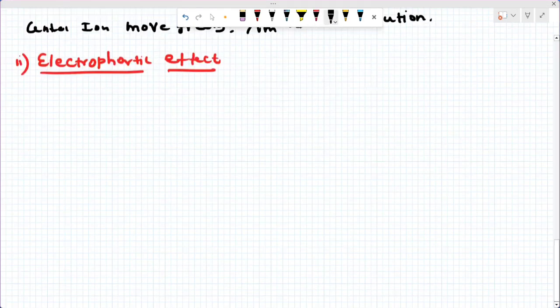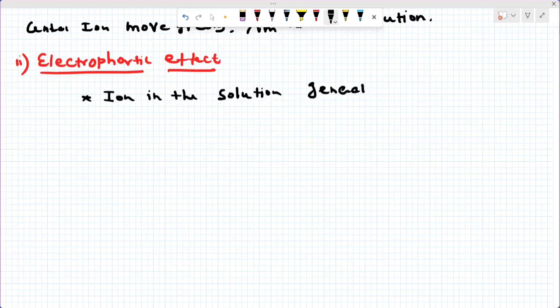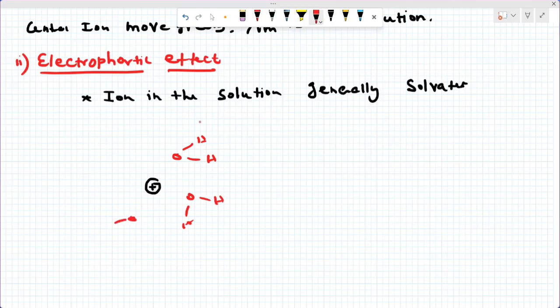Please note: ions in the solution are generally solvated. For example, I take a positive ion. You know the water molecule, right? Oxygen with hydrogens. Now this water molecule, we know, has delta plus and delta minus. The delta minus ends face the ion. They form the solvator. This is the solvator.